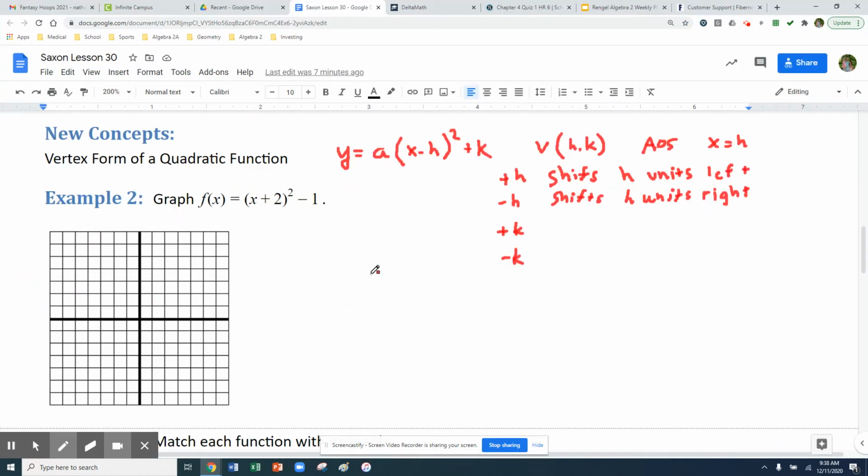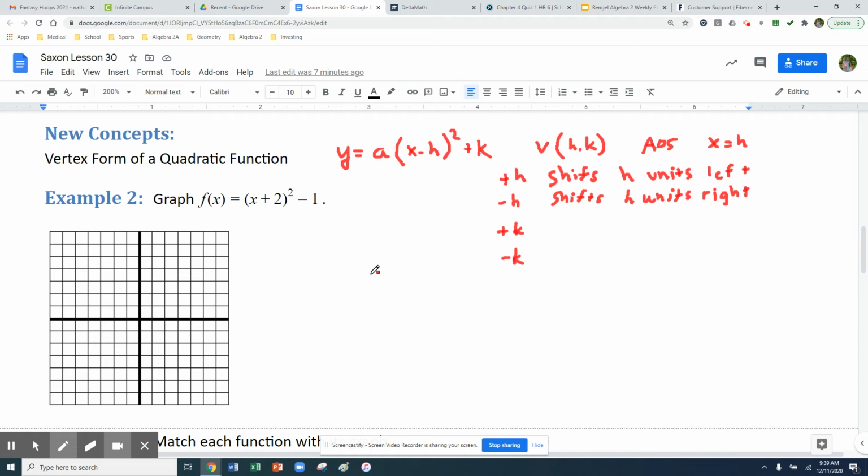My vertex form of a quadratic function is y equals a times x minus h squared, and that x minus h is going to be in parentheses, plus k. Your vertex is going to end up being your h value as your x coordinate of your vertex and your k value as your y coordinate of your vertex. And then the axis of symmetry is going to be x is equal to h. So whatever shift left and right, that's going to also be your axis of symmetry.